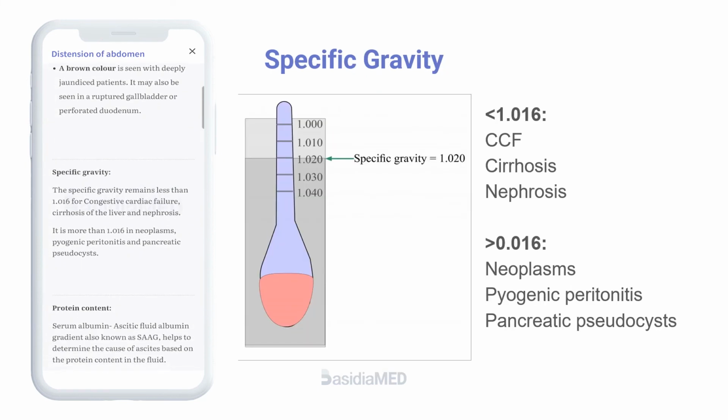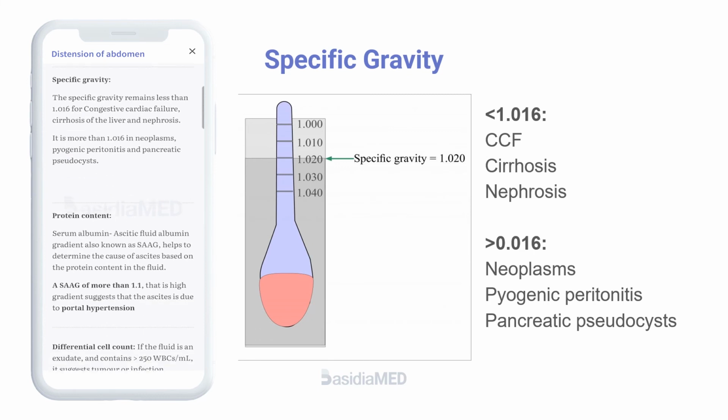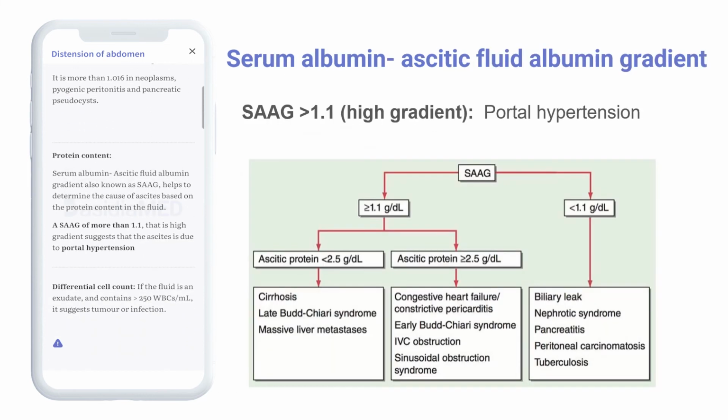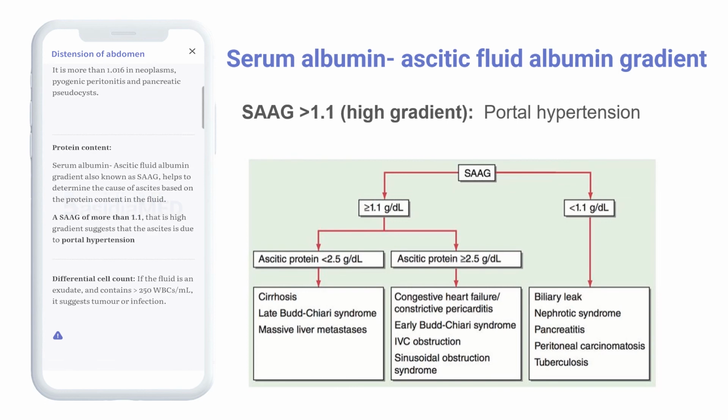The specific gravity remains less than 1.016 for congestive cardiac failure, cirrhosis of the liver, and nephrosis. It is more than 1.016 in neoplasms, pyogenic peritonitis, and pancreatic pseudocysts. Protein content. Serum ascites albumin gradient, also known as SAAG, helps to determine the cause of ascites based on the protein content in the fluid. SAAG of more than 1.1, that is high gradient, suggests that the ascites is due to portal hypertension.